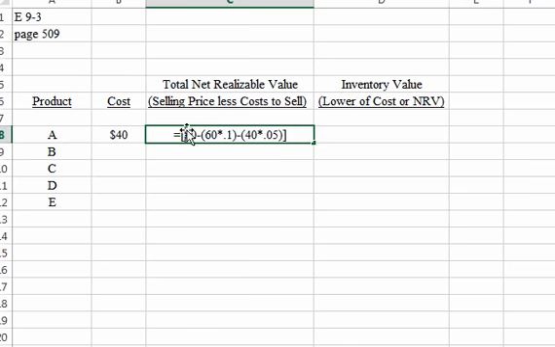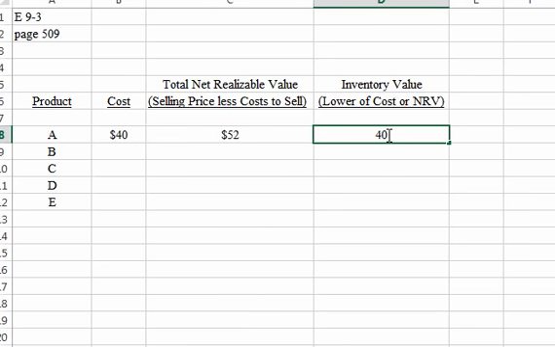Okay, let's see. Let's try this instead of the other ones. There we go. 52. I just needed to use the rounded brackets rather than the squared ones. Okay, which of the two is lower? $40 cost is lower than the $52 net realizable value, so we'll go with 40 here.